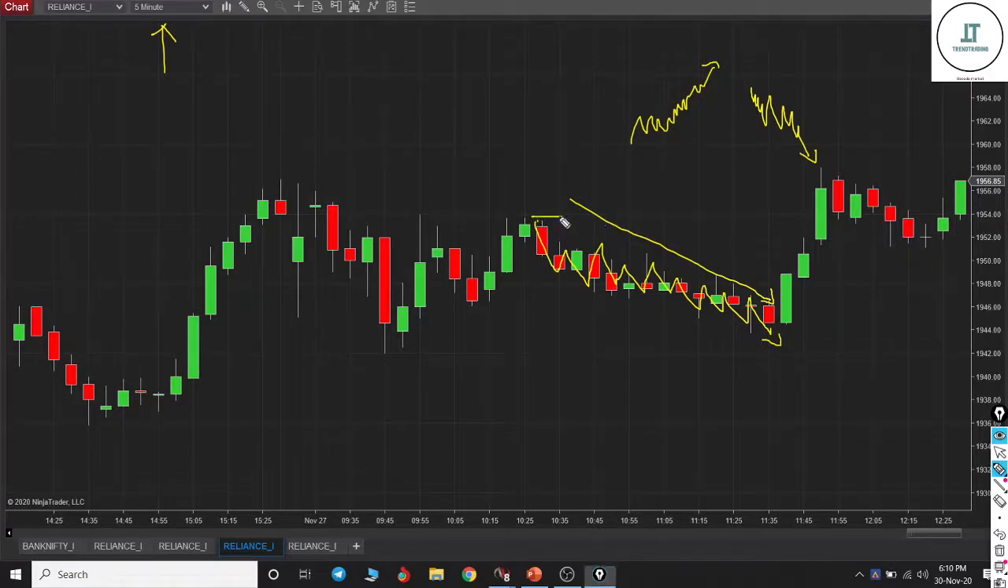Reliance from 1954 has come down to 1944. Just a 10 points move, but in this 10 points move of Reliance, what is happening? Complete overlap. This is what is called a weak down move. What I recommend is, if you are monitoring any stock or any index and you find this kind of weak trend, completely stay away from this kind of stock until you get a clear clue.